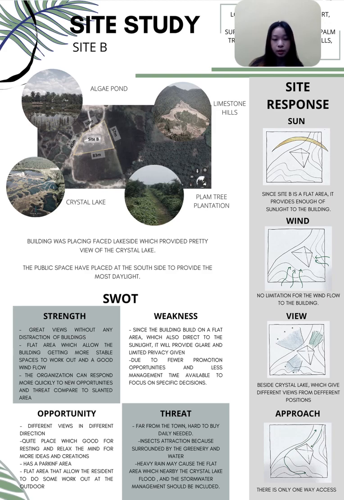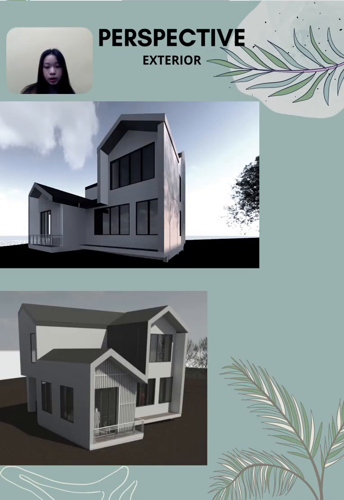Besides, the strength of Site B is the great view from different angles and no limitation of wind flow. But the weakness of a building placed on Site B is that it is very far from the town, which is inconvenient for the residents to buy daily needs. The modular window is explored from the concept and the grid line of furniture fitting for the interior perspective.